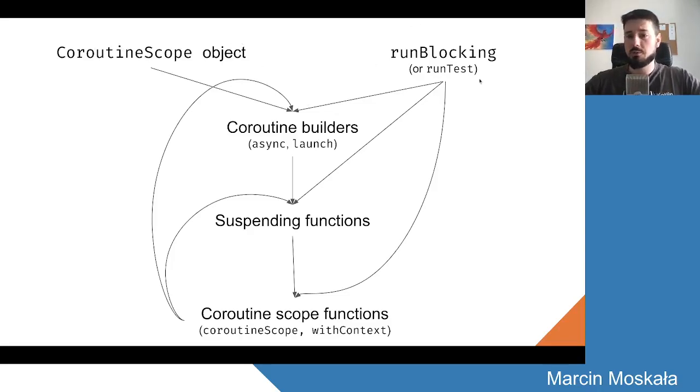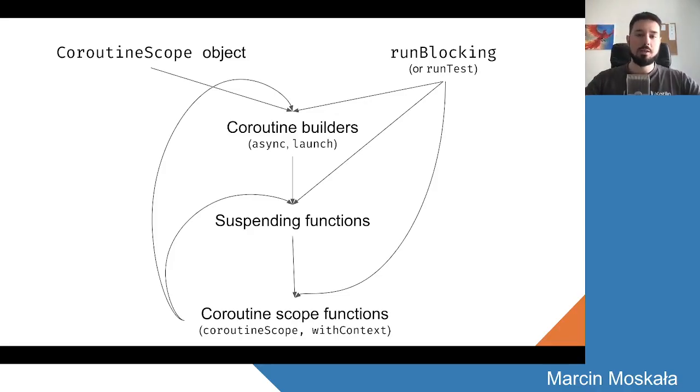You can also start with runBlocking, but this is something we are avoiding in real-life applications. This is useful in unit tests, runBlocking, or runTest. This is something that can be used in examples or maybe some crude code, but when we use real-life applications, runBlocking should be avoided. Sometimes we cannot avoid it, but in general it should be avoided. So what we should start with is a coroutine scope, okay?